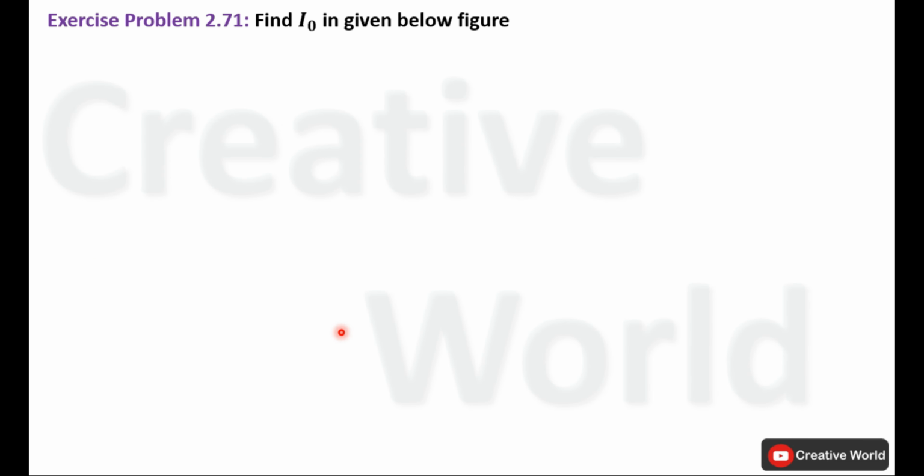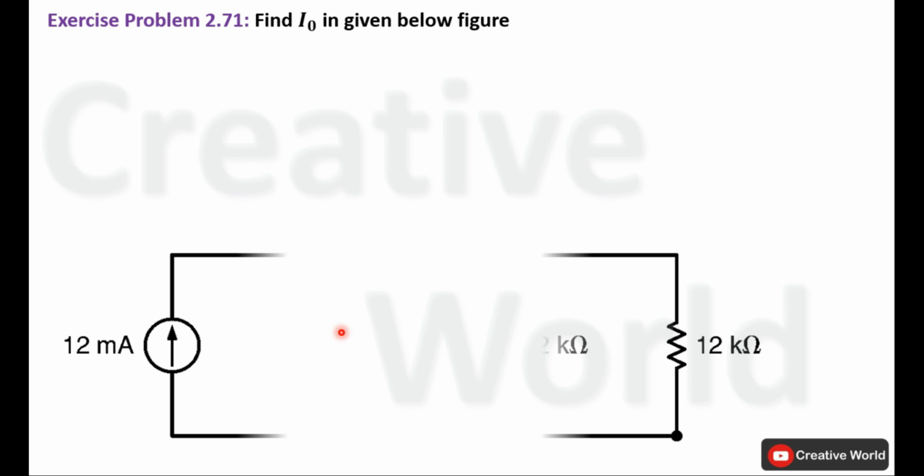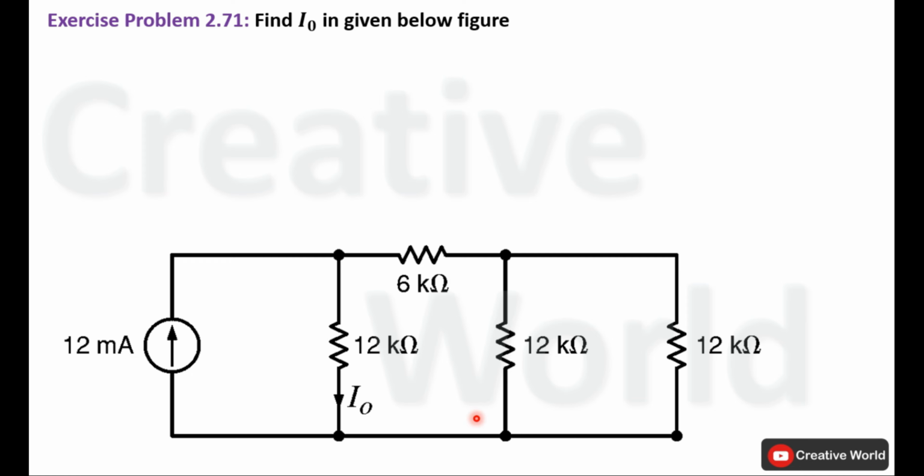Exercise problem number 2.71. Find current I0 in given below figure. This is the circuit diagram of given problem. In this network, we have to find the value of current I0 inside this branch. So without wasting time, let's proceed towards the solution. In this network, only one parameter is required, that is current I0 through this branch. So rest of circuit will be simplified in order to make calculations easy for current I0.